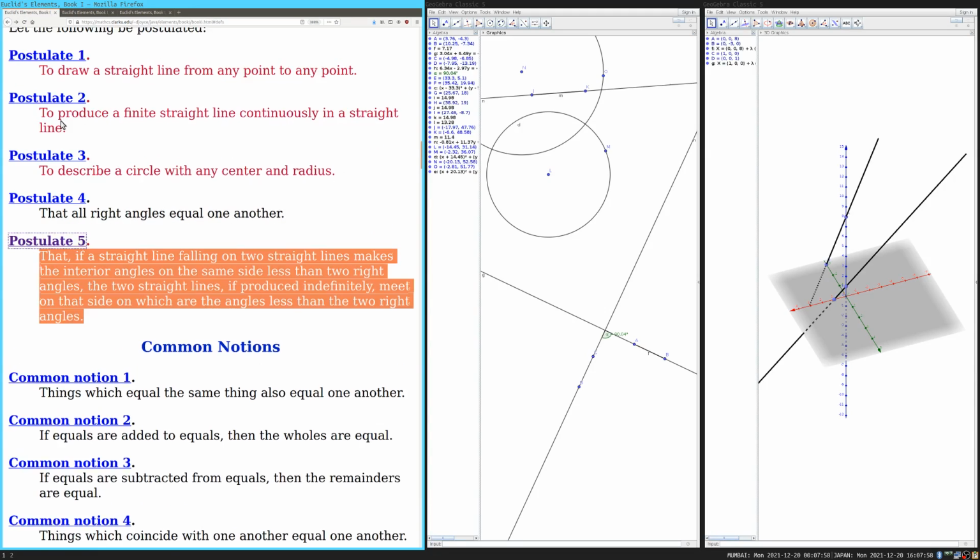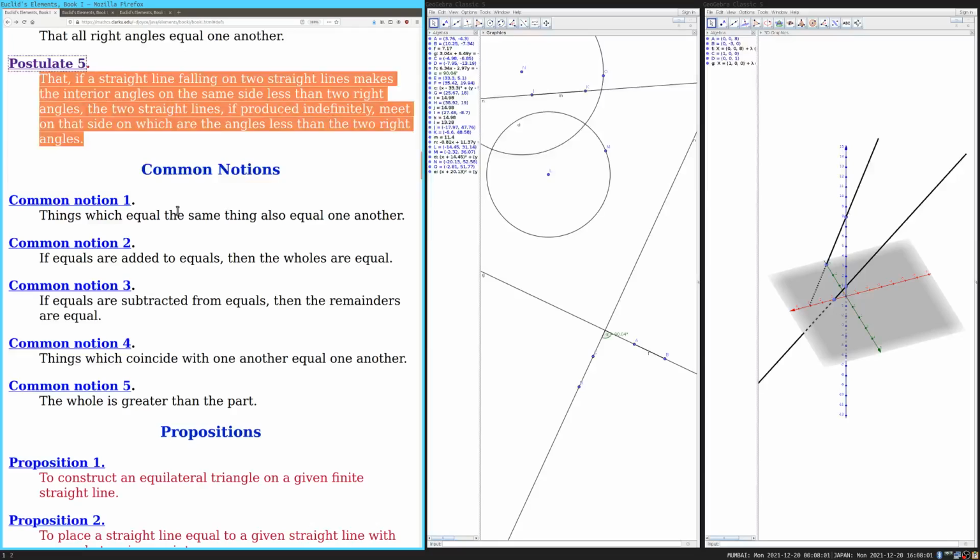Okay, those are the postulates. Common notions. Things which are equal to the same thing are also equal to one another. So if A and B both equal C, then A equals B. If equals are added to equals, then the wholes are equal. If equals are subtracted from equals, then the remainders are equal. Things which coincide with one another equal one another.